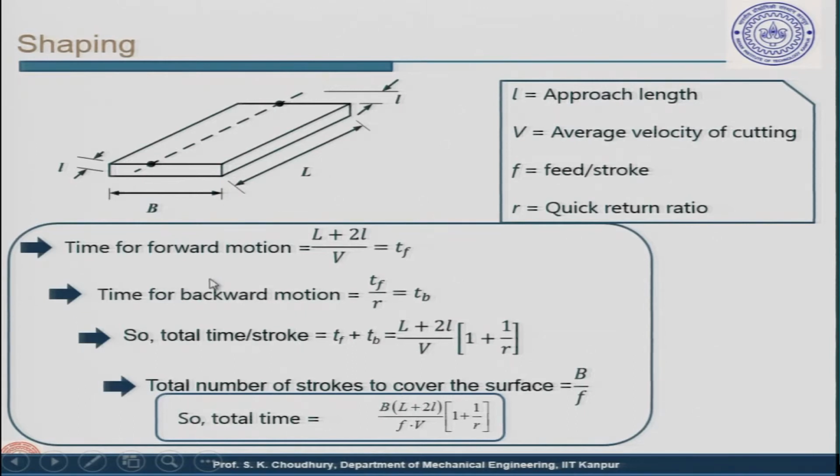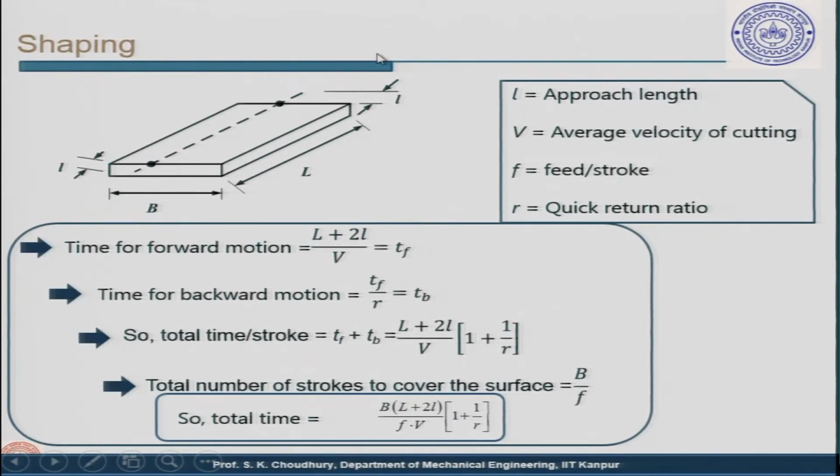Okay. So, the time for the forward motion, as it is coming from here to here, approach length to approach length, will be the full length it is covering plus 2 of the approach lengths, all right. It has to come to this point and exit. So, this will be L plus 2l, this is one small l and this is one small l, divided by the average velocity of cutting, the capital V, let us say. So, this is the value which will be the time for the forward motion. Let us designate this by T f, all right.